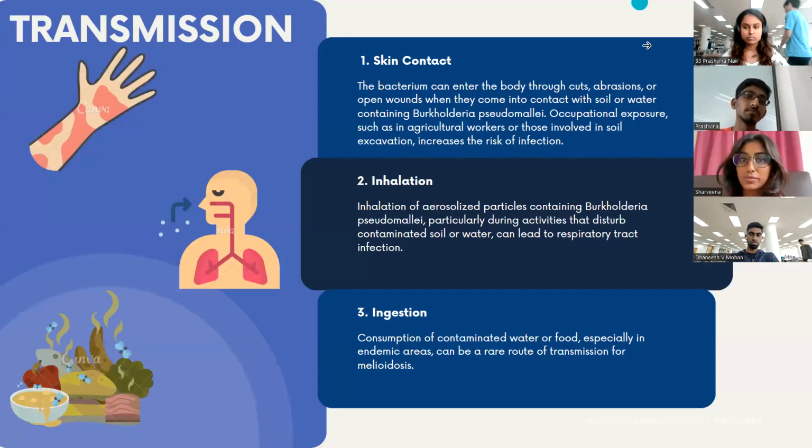I'll talk about the transmission. Melioidosis is primarily transmitted to humans through direct contact with contaminated soil or water that contains the bacterium Burkholderia pseudomallei, the causative agent of the infection. The most common routes of transmission include skin contact.